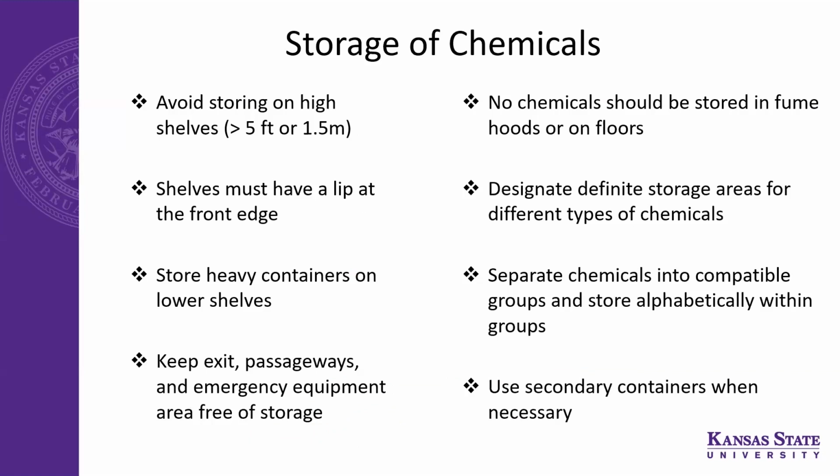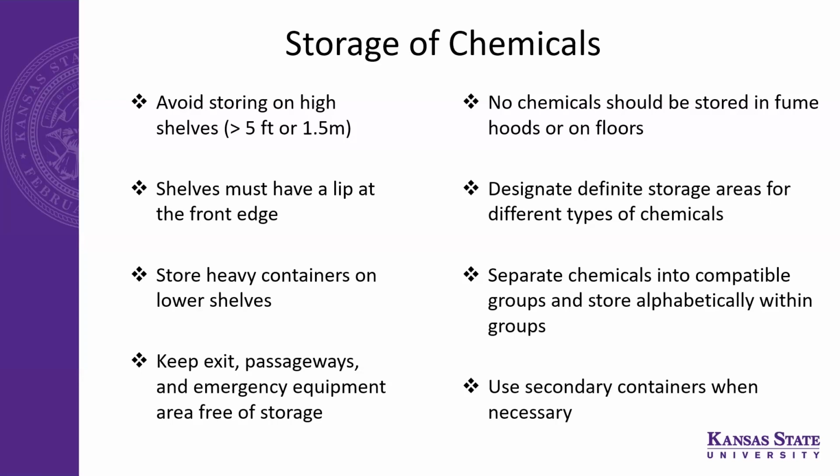Then the storage of chemicals. Again, you have to consider different aspects with the storage of chemicals. Avoid storing on high shelves. If it's above you, the containers are susceptible to falling. Shelves must have a lip at the front edge. Sorry, I forgot to take a picture for that. So if you are storing chemicals on a shelf, there should be a small lip to prevent those chemicals from falling over.